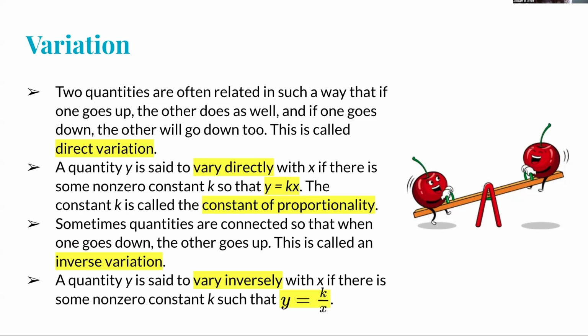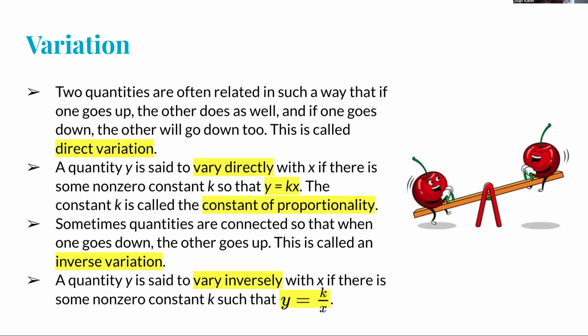Now, a quantity y is said to vary directly with x if there is some non-zero constant k such that y equals k times x. The constant k is called the constant of proportionality. So if you have some direct variation, then you'll probably have some sort of constant of proportionality in there, k. That makes the values of x and y different, but we still see them going up at the same time and down at the same time.